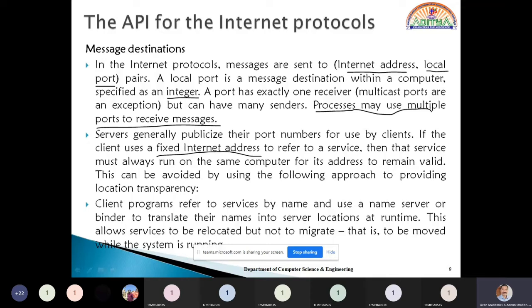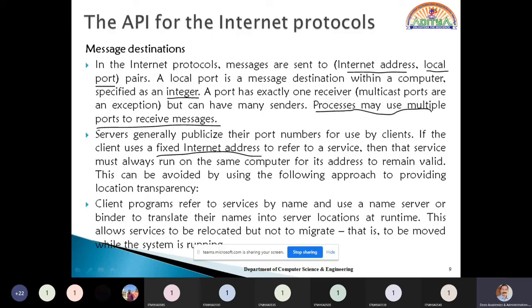So in that case, the port number or the ID given to that port cannot be changed. But if you keep on communicating with the same port number, then it may be vulnerable.